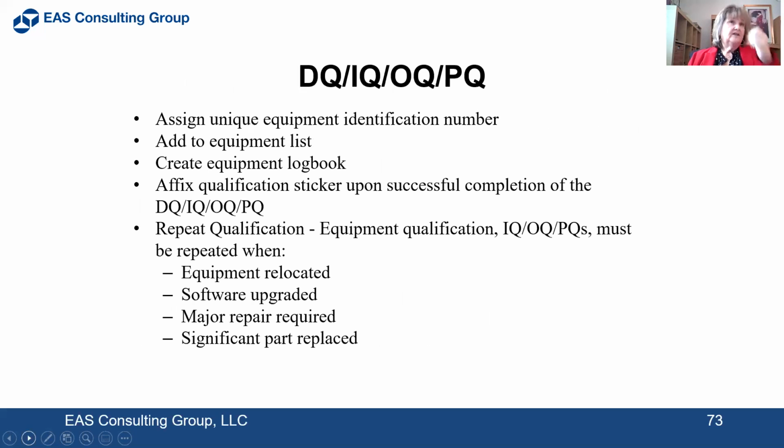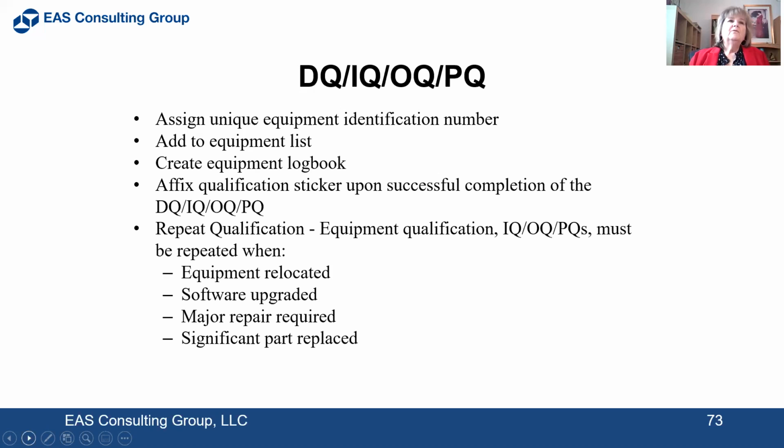So now that you have done your DQ, IQ, OQ, PQ, you're going to assign a unique number for identifying your equipment. You're going to add it to your equipment list. You're going to create an equipment logbook. You're going to put a qualification sticker as soon as you're finished with your DQ, IQ, OQ, PQ. And you should never have to do that again, unless, of course, something changes, and it always does.